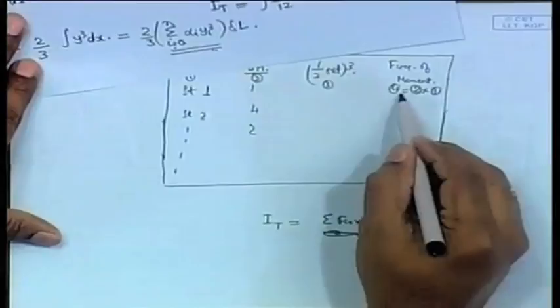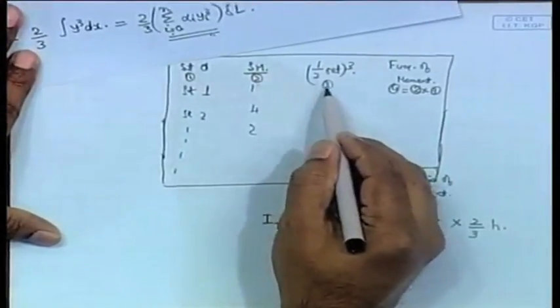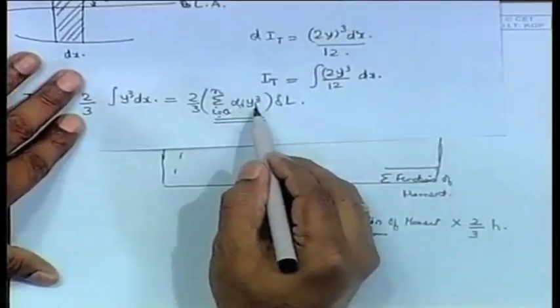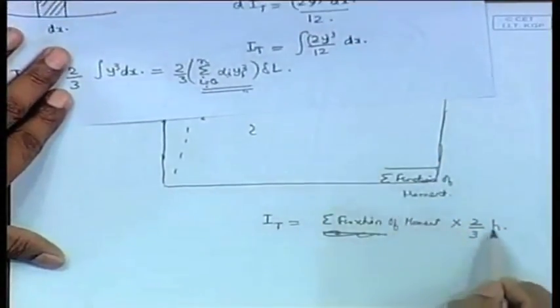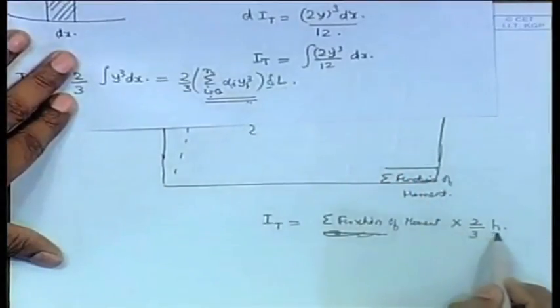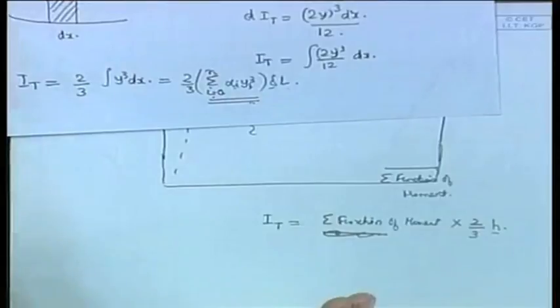This function of moment, column 4, is equal to column 2 into column 3, Simpson's multiplier into half ordinate cube, and we sum it up. Then you multiply it with delta L, which is h in this case, into 2 by 3. This is how you get your moment of inertia about the center line. You will have to do this for the exam, some problem will be there to calculate the moment of inertia about the center line. So this formula should be firmly in your mind.